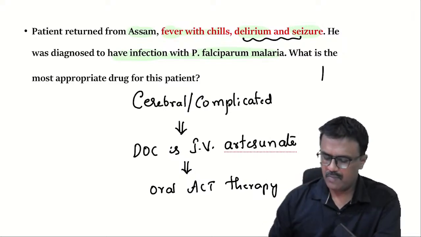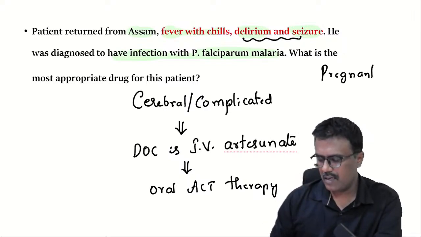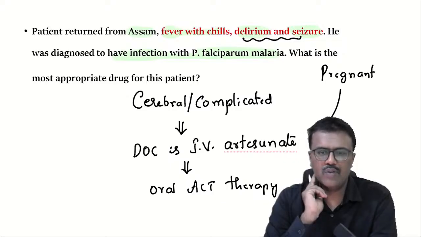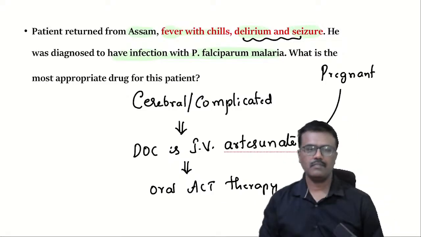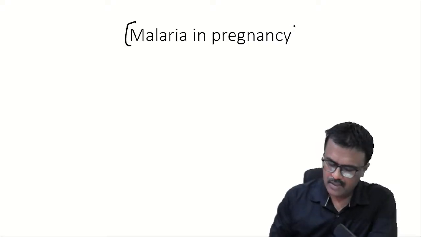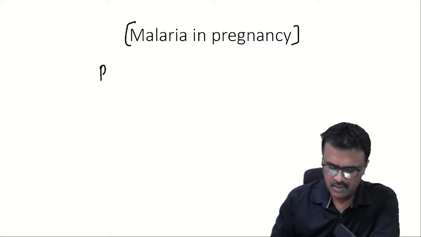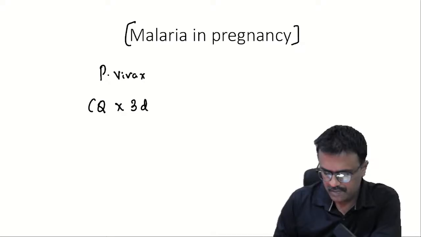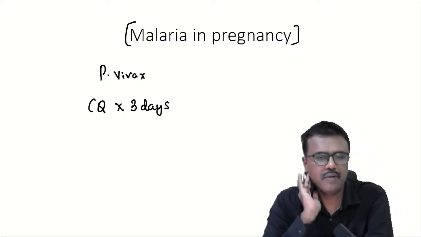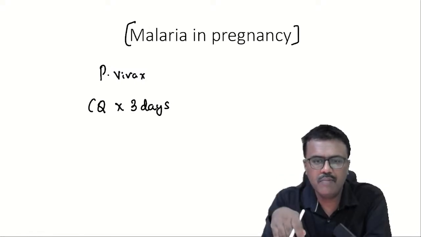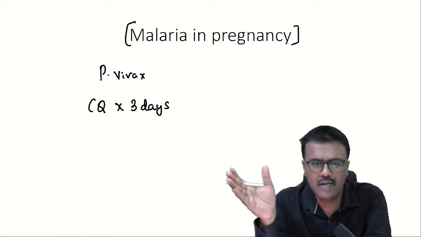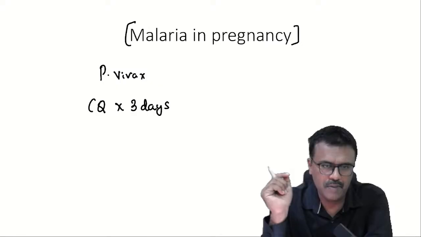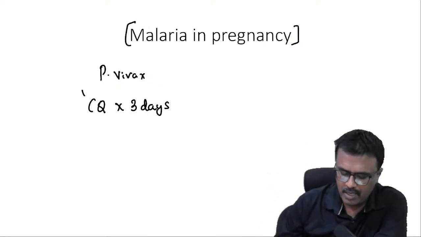Sir, suppose this patient is pregnant and she has complicated malaria. Then what is the drug of choice? Even in pregnant complicated malaria, IV artesunate is the drug of choice. So malaria in pregnancy, will it change the treatment? Yes. Suppose she has Vivax, I can give only chloroquine for 3 days. Sir, what about radical cure? Radical cure I cannot give because she is pregnant and primaquine is contraindicated. I will do the radical cure once she delivers the baby. Sir, what if Vivax relapses? Again, I will give chloroquine.